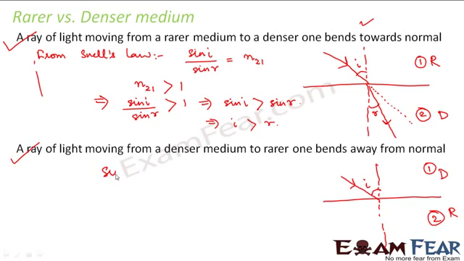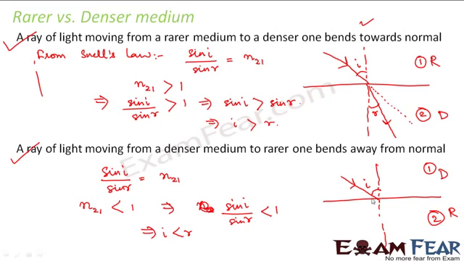Now in this case what will happen? Sin i by sin r here also is equal to n21. Since 2 is the rarer medium, n21 will be less than 1. This implies sin i by sin r is less than 1. This implies i is less than r. That means the angle of incidence is less than the angle of refraction. That is possible only when this ray goes away from the normal. In that case, angle r will be greater than angle i. So in this case, the refracted ray goes away from the normal after refraction.